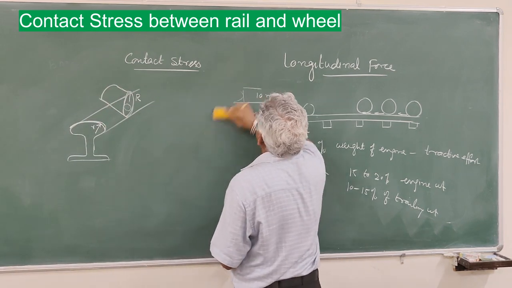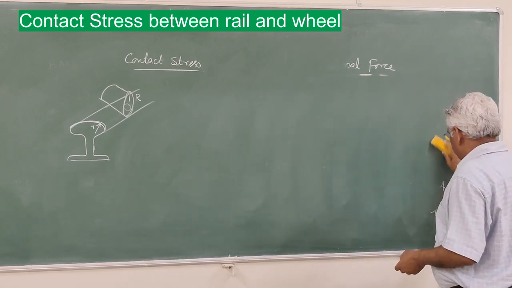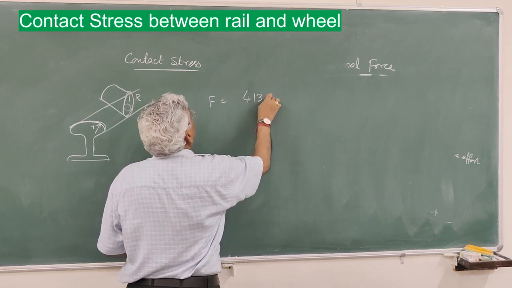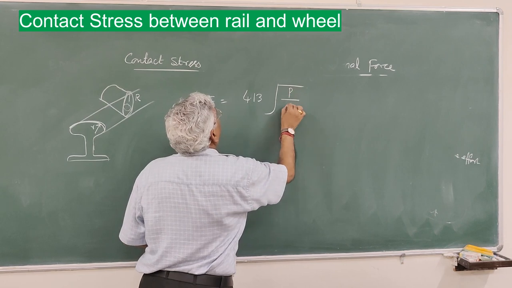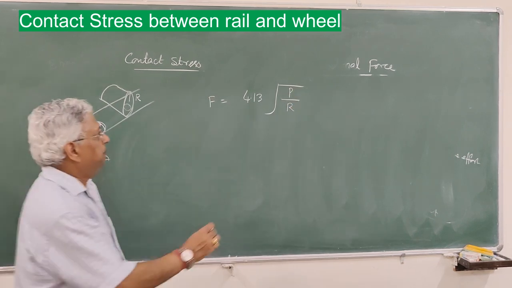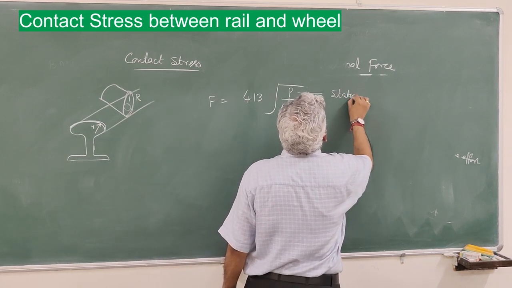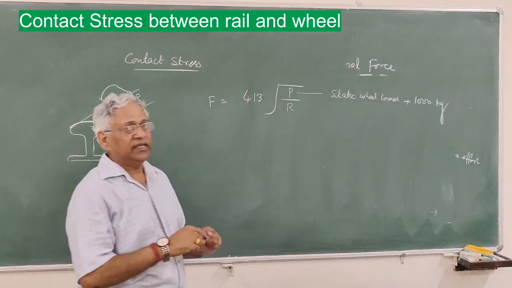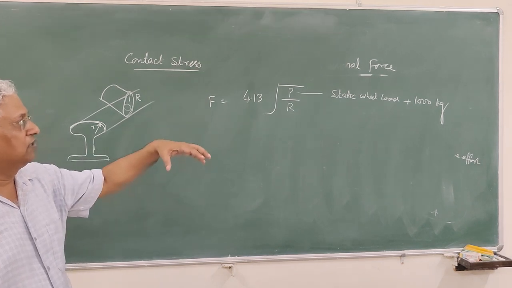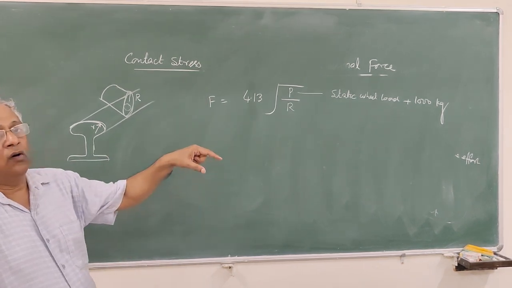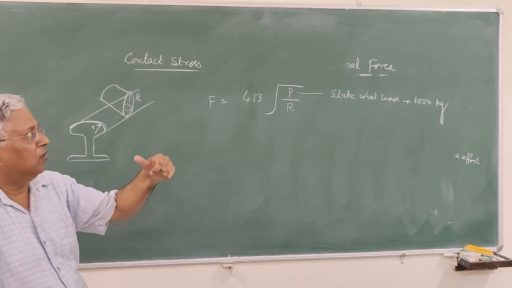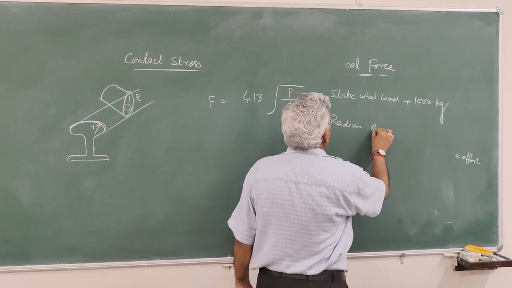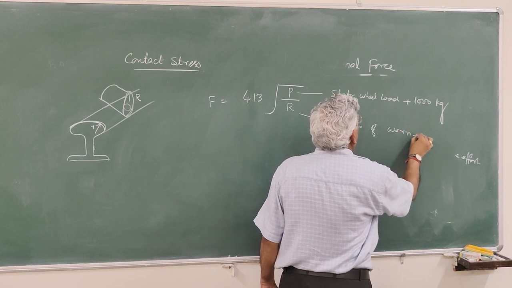The contact stress in a rail can be estimated using this equation. F is equal to 4.13 square root of P upon R. Now here P is the static wheel load plus 1000 kg, and this 1000 kg is added to take care of the extra load which comes on the rail on horizontal curves. So that is called extra loading on curves, and R is the radius of completely worn out wheel.